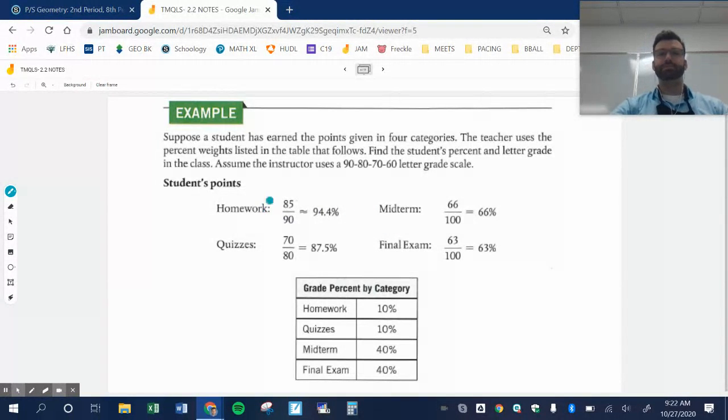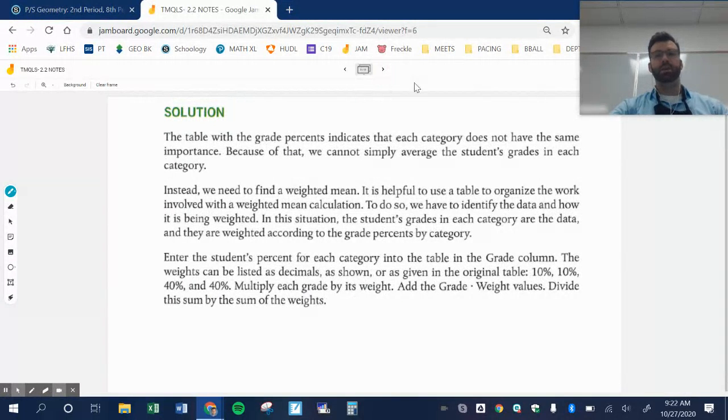So if students' points are, here's their average, okay? Homework, they have a 94, quizzes 87, midterm 66, final exam 63. All right, this is how their grade is calculated by category, okay? So what would I do to solve this? If you want to read it, go ahead and read it, so pause it.